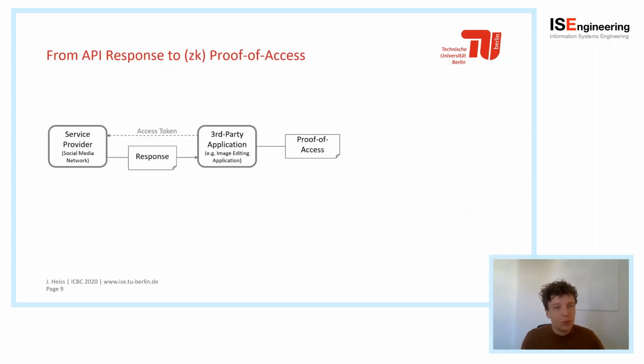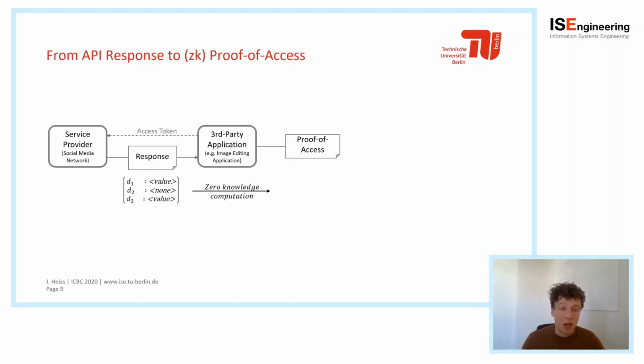Now let's see how a proof of access is generated. And here we see the third-party application receives a response from the service provider that contains the data that has been requested. And the technical representation here is a key value representation. So for each data, a value has been returned or not returned. And now, based on this response, the third-party application now constructs a proof of access, which is also publicly verifiable but privacy preserving. And therefore, we leverage zero-knowledge computation.